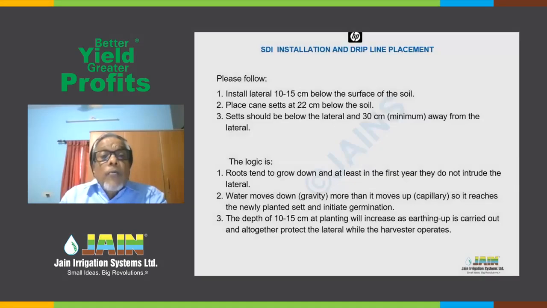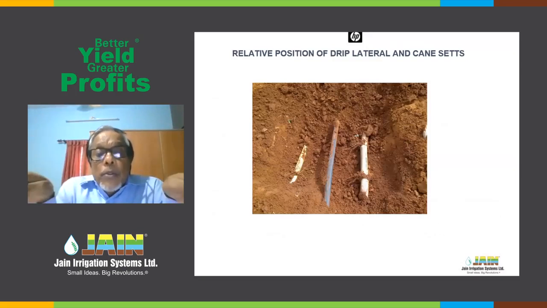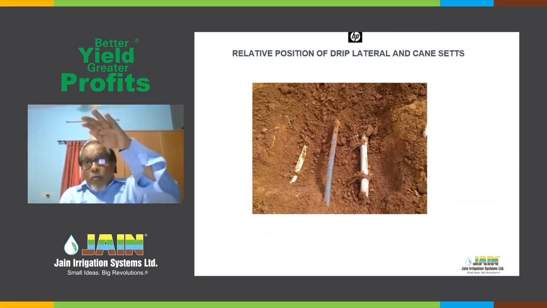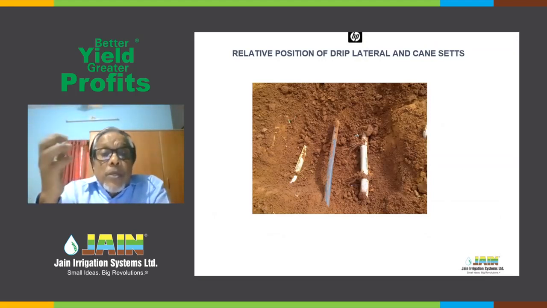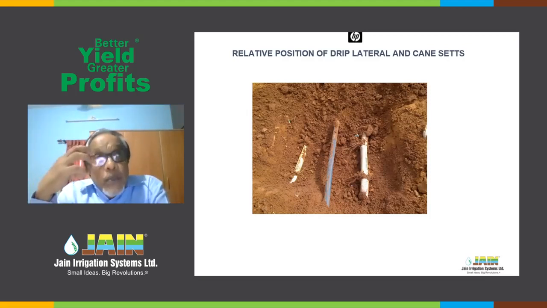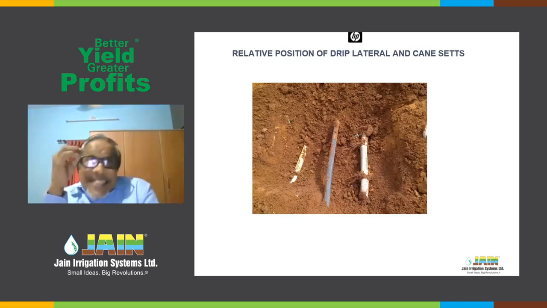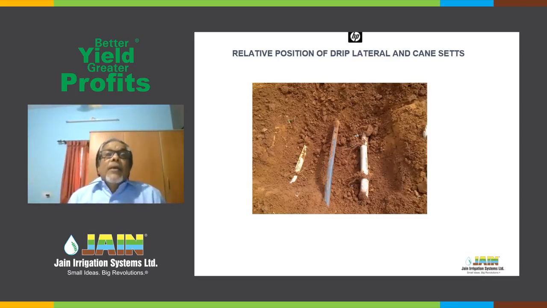So the line is slightly lifted above, and the two sets where the 2 rows of cane will be are physically separated laterally as well as vertically a bit. Vertically they will be lower, because as the sets require moisture, it will move down by gravity, and so the germination will be better. This may not be a problem in clay and loamy soils, but in sandy soil very little capillary action takes place. If the lateral happens to be below, the sets may not get enough moisture for germination. That is the reason why it is always kept on top.